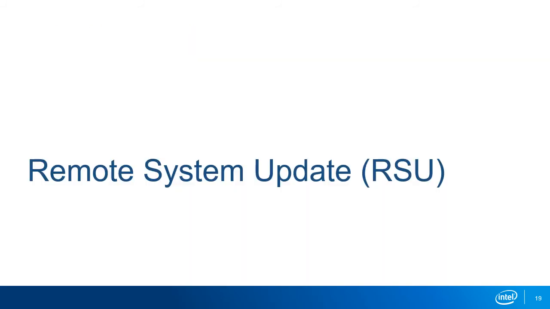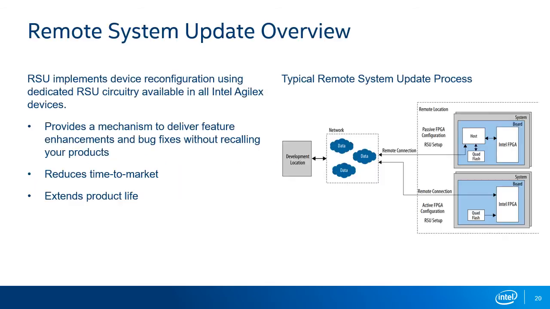We'll now discuss the Remote System Update feature in Intel Agilex devices. Remote System Update, also known as RSU, can be used with active or passive FPGA configuration. In active configuration, using RSU and the Mailbox Client Intel FPGA IP, you can write configuration bit streams to the active serial by 4 flash device.